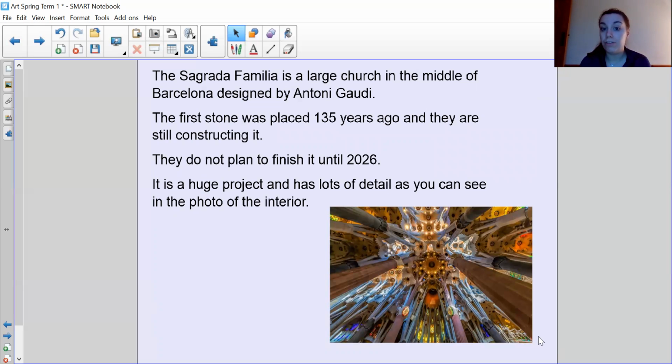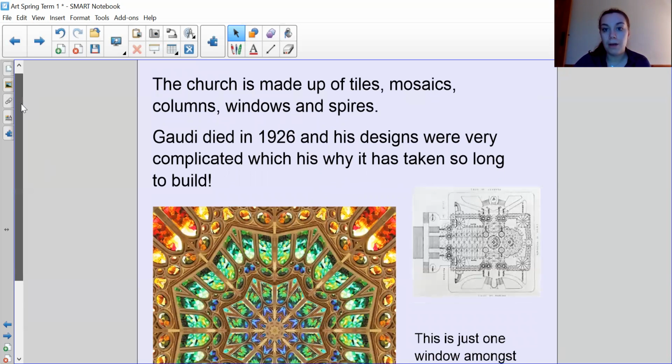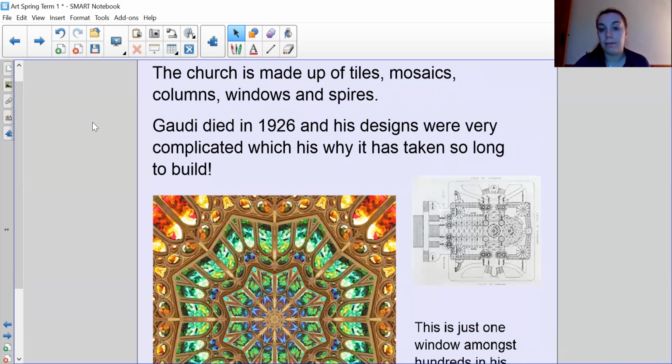They do not plan to finish until 2026. So quite a long time it's been going on for now that they've been building this church, over 100 years. It's a huge project and has lots of detail, as you can see in the picture of this interior. The church is made up of tiles, mosaics, columns, windows, and spires. Gaudi died in 1926, and his designs were very complicated, which is why it's taken so long to build.